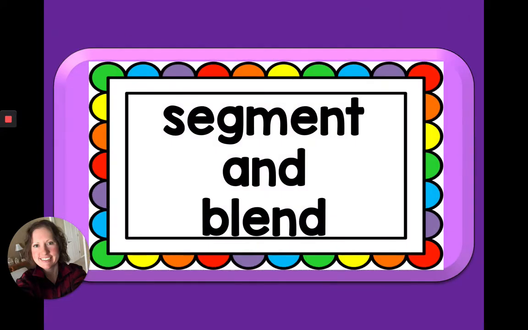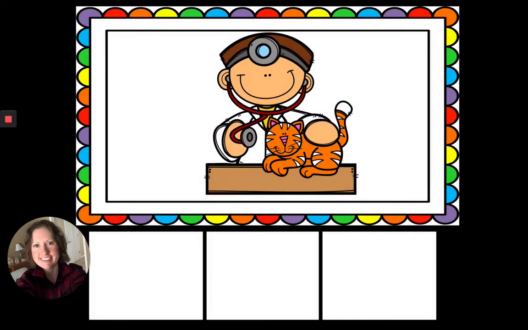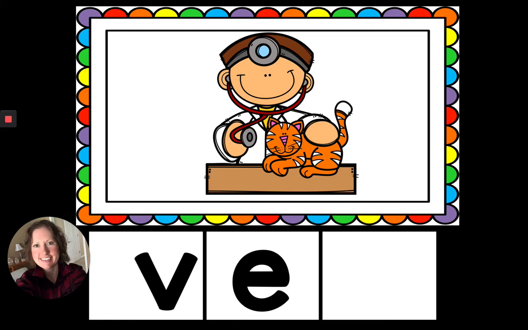Let's segment and blend the sounds that we hear in some words. The first picture I have is of a vet. Vet is a short way to say veterinarian, and a veterinarian is an animal doctor. Let's say the sounds we hear in vet. V, eh, t. Now let's put the letters that would match those sounds. V, eh, t. Vet, vet.